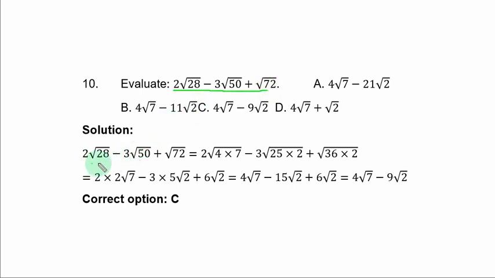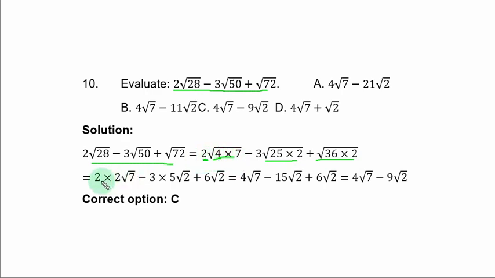So you have this problem. 28 can be expressed as 4 times 7 under the root. 50 is 25 times 2 under the root. 72 is 36 times 2 under the root. Now root 4 is 2.